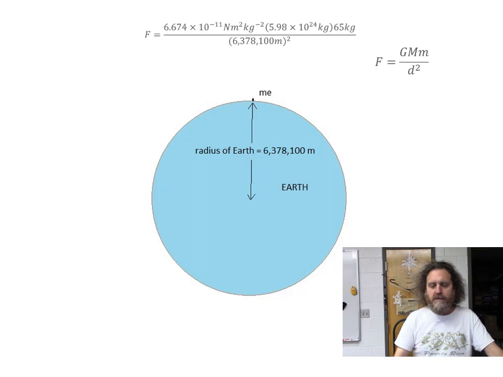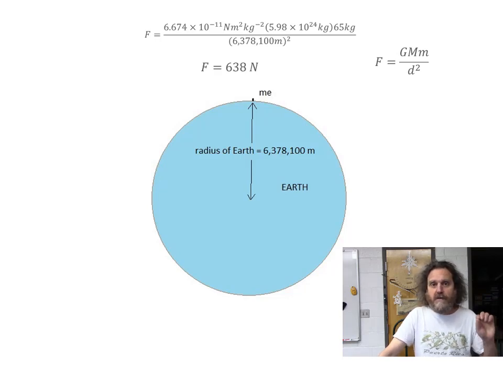So when I do this, I put in the numbers. I did include the units this time, but don't bother too much with the units. Okay, here's the mass of the Earth, 5.98 times 10 to the 24 kilograms. The Earth is enormous, right? It's this very, very heavy object. So it is a big mass. And here's my mass, about 65 kilograms. Here's the radius of the Earth, and that gets squared. And when you calculate this, now you get 638 newtons.